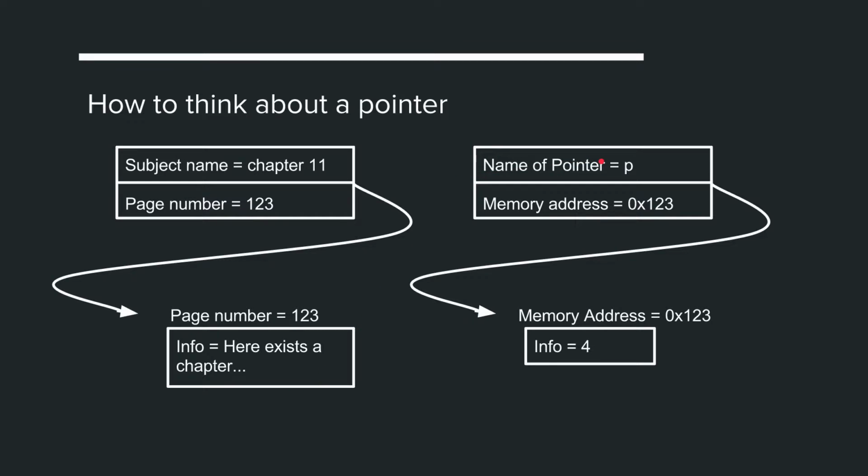Likewise, for a pointer, we're going to have the name of the pointer, which should be representative of what the pointer is pointing to. Then we're going to have the memory address of a variable. And this memory address is just like the page number in a book. It's a place that we can flip to find information. So in this case, the info would be 4, but it could be any type of variable that we've seen before, such as a float or a string or anything else.